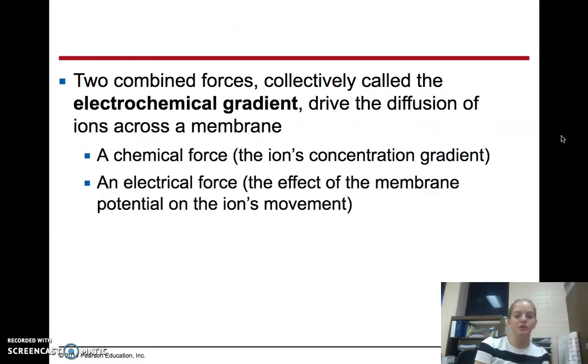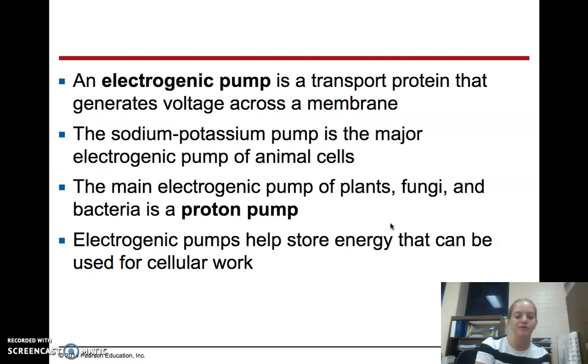So two combined forces, which we call the electrochemical gradient, drive the diffusion of ions across the membrane. It's called electrochemical because there's a chemical force, which is the ion's concentration gradient, and then the electrical force, which is the membrane potential's effect on the movement of those ions. This results in kind of a pump of ions across the membrane known as an electrogenic pump. And this is basically a transport protein that generates a voltage across a membrane. And it can generate that voltage because it's moving ions back and forth.